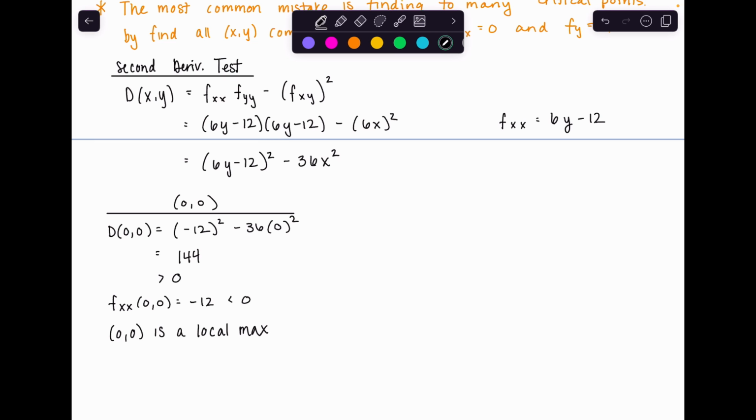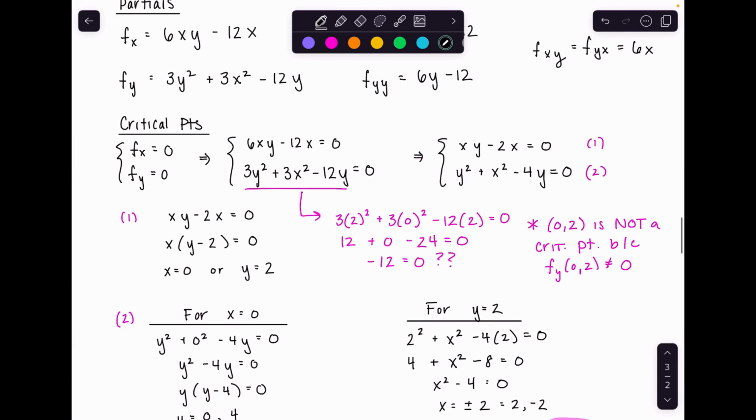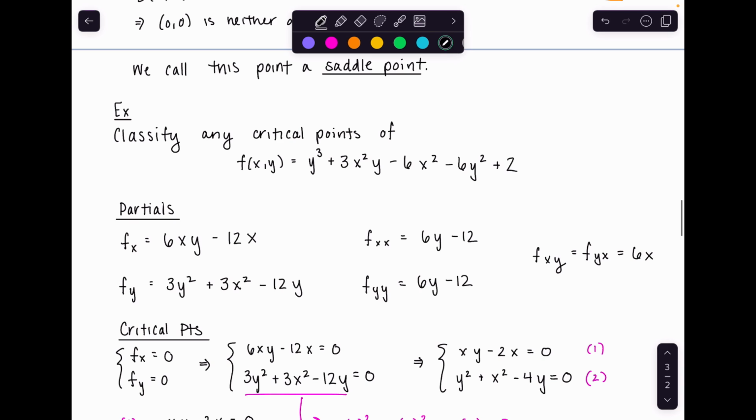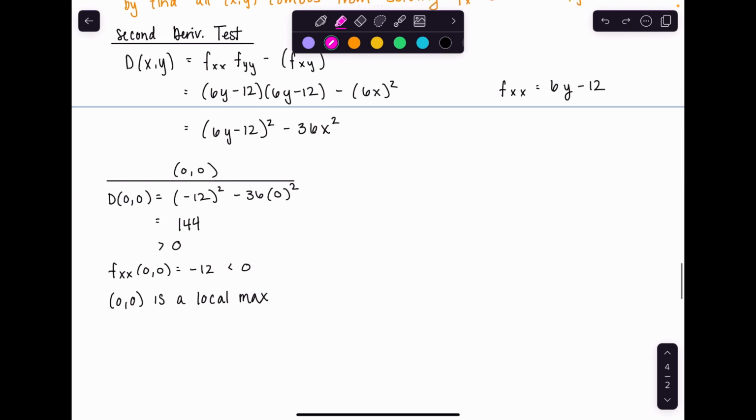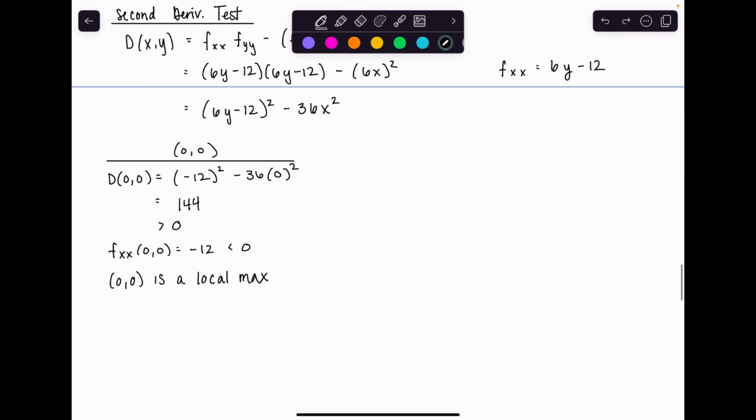If you're asked to find the local max value, then you would just go ahead way back up here and plug that into this expression, and the z value is the max value. So thankfully (0, 0) is nice. All of those would be 0. So 0 is a local max value. All right, so we got one critical point down.